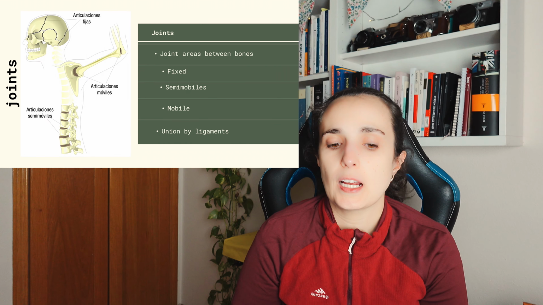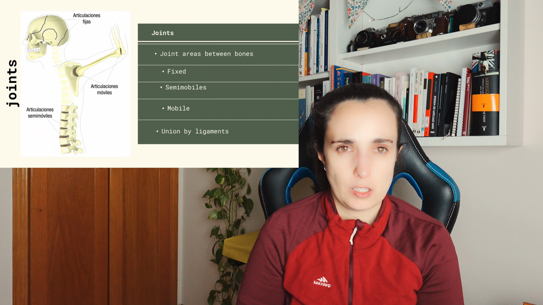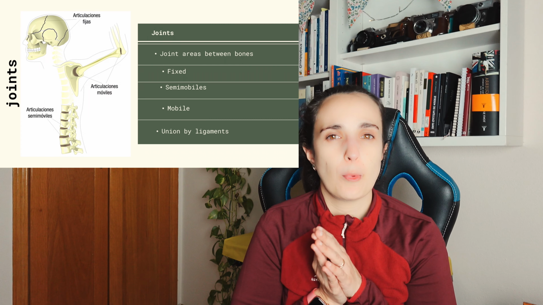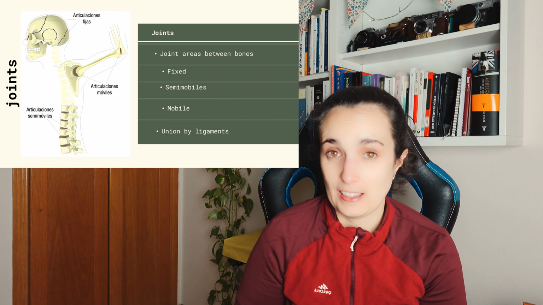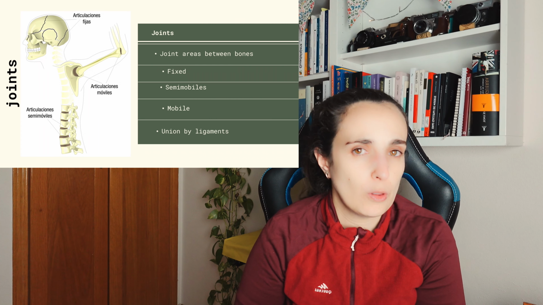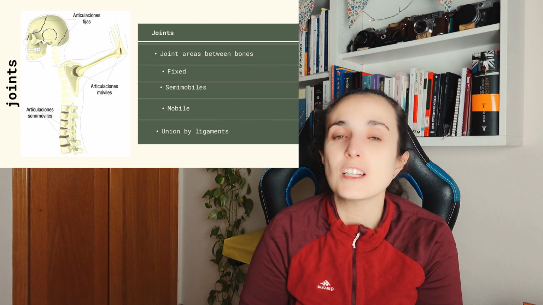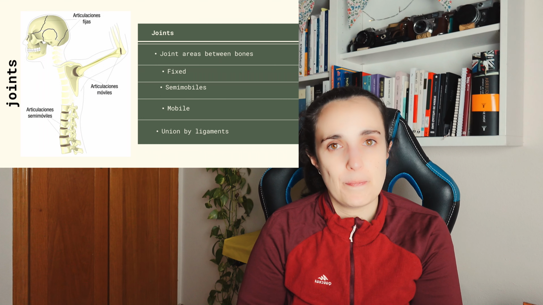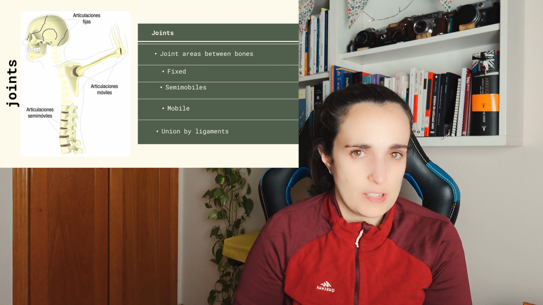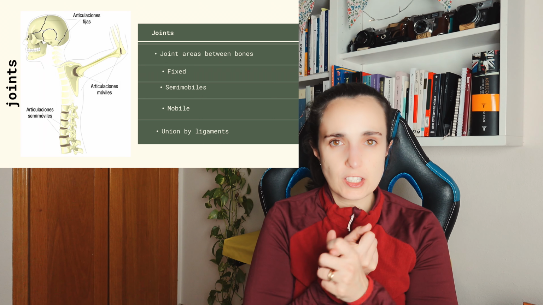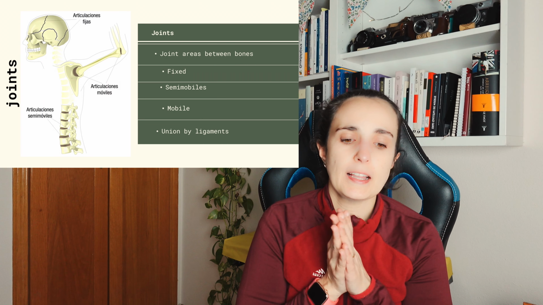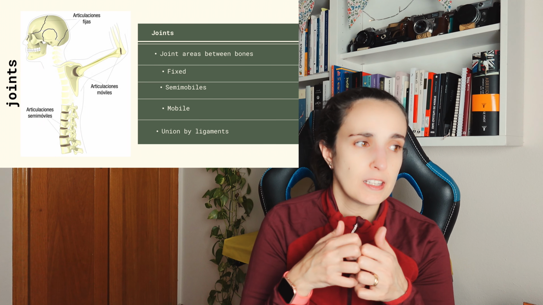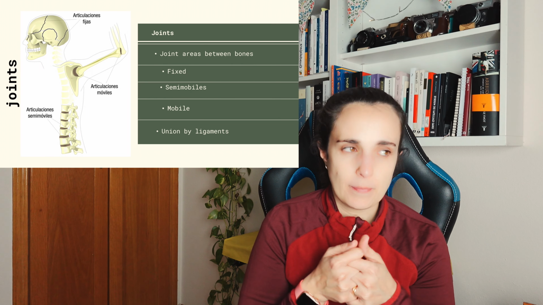Between bones, we have the joints, and in the joints is also the point where muscles will fix. Okay, so the joints are really interesting as well. And even if you didn't think about this before, there are different types of joints. Let's see them. We have three types, which are the fixed, the semi-mobile, and mobile. And they are all joined by ligaments, okay?